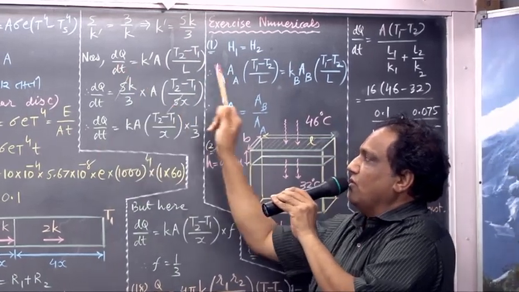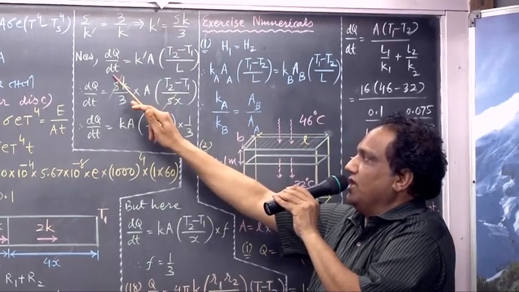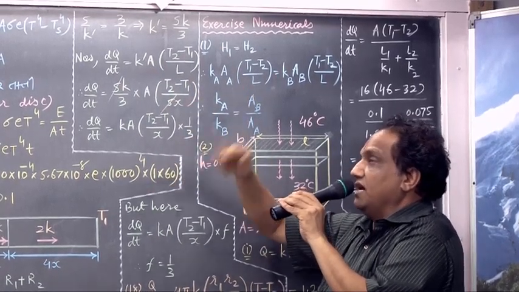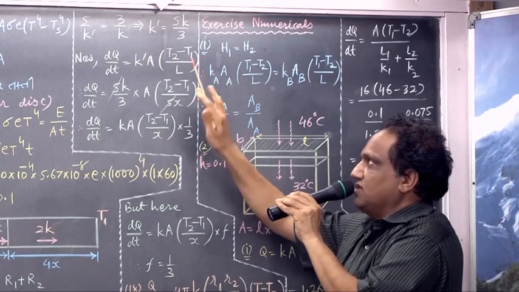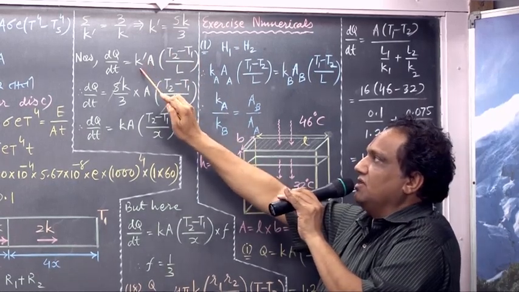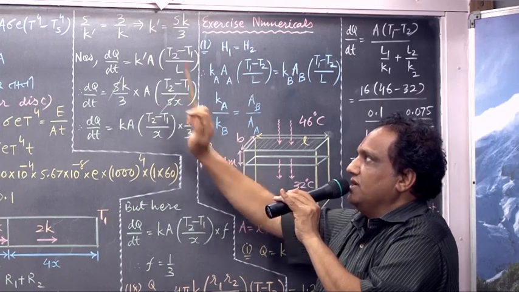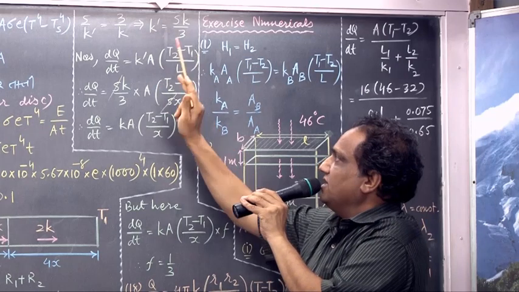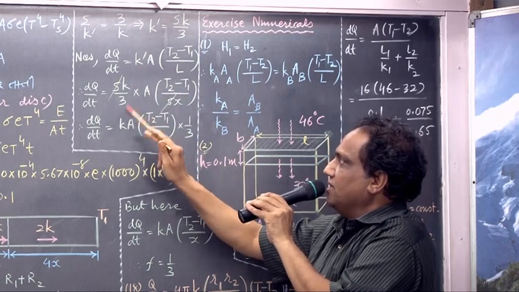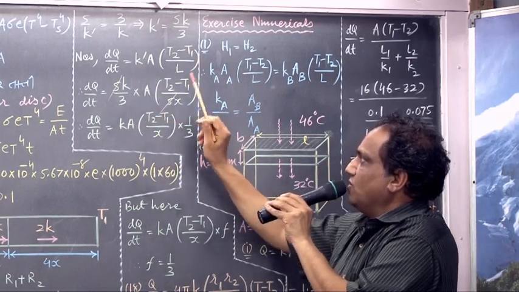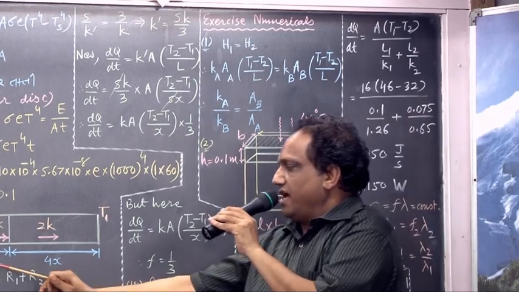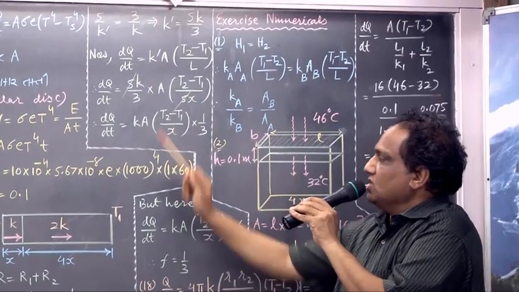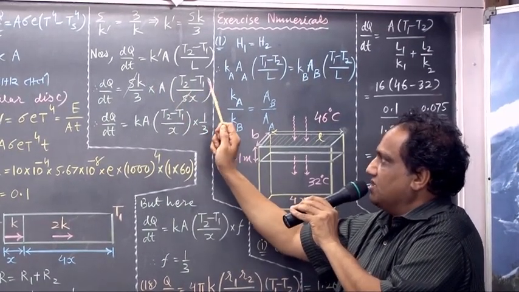Now, don't you know the formula of heat flow? dT upon dt equals Ka T1 minus T2 upon L. But here the higher temperature is T2, so I should write T2 minus T1. And the equivalent thermal conductivity is not K, it is K dash, which is 5K by 3. Into A into T2 minus T1 upon L, where L is the total thickness, X plus 4X, which is 5X. The 5 will cancel.